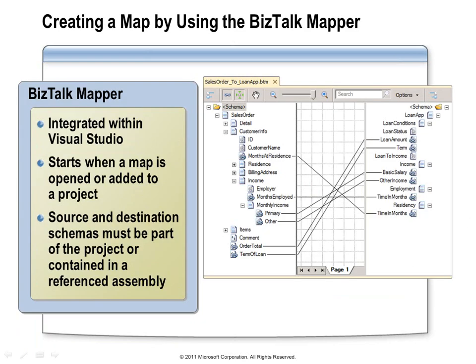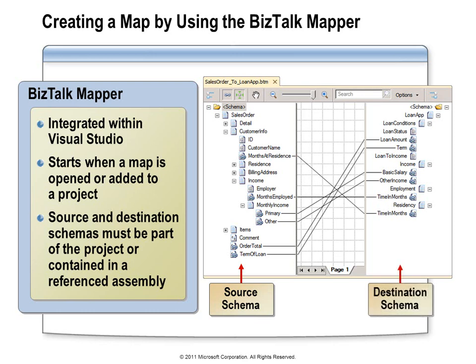And speaking of the BizTalk Mapper, let's see how it can help us. When you open a BizTalk map in Visual Studio, you will see it displayed in the Mapper window. And on the left-hand side of the map, you'll see the source schema. So this would be a schema in your own project, or this could be a schema in a project or assembly that you have referenced. And then over to the right, you will see the destination schema. This map is going to take values from a sales order message, and it is going to use those to populate a loan application.